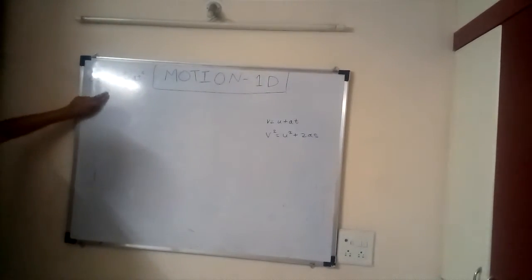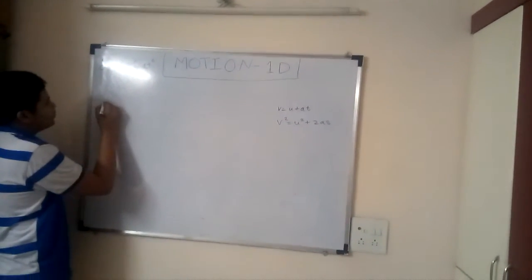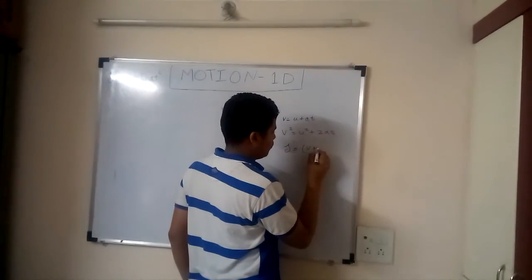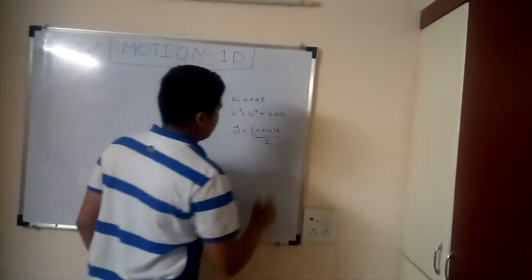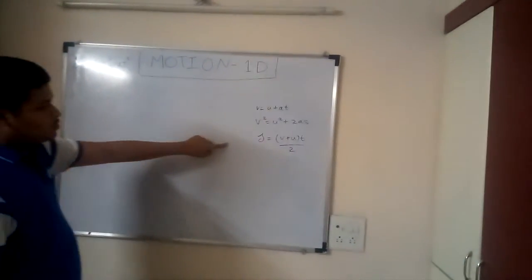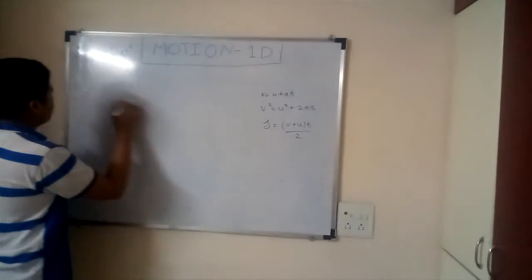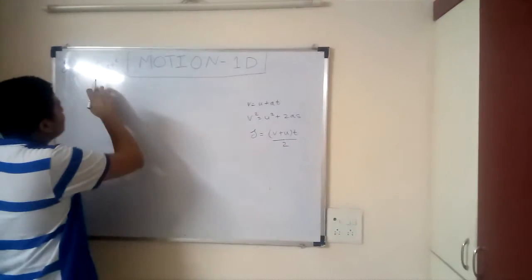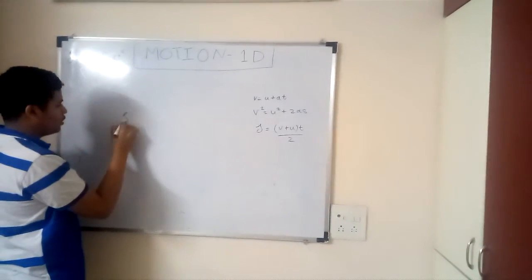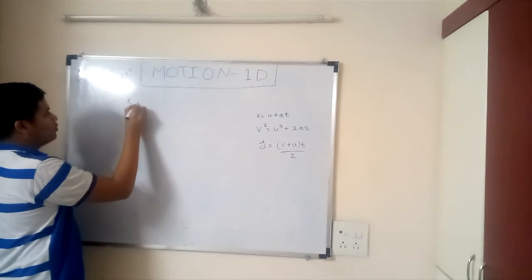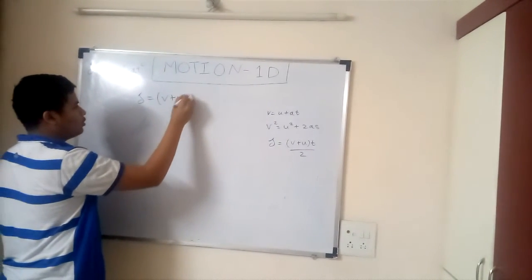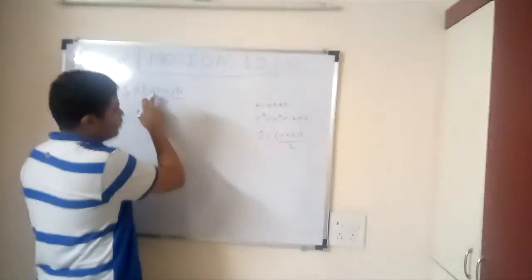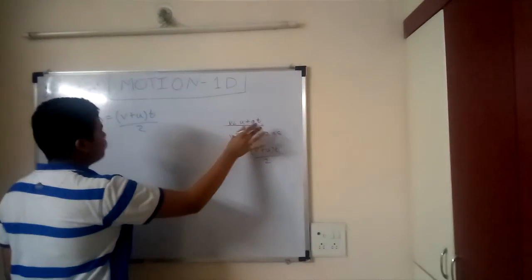Now we have to prove this one. Now we have to take this third one here. For this derivation we need all these three. That's why this is the important one, because it comprises all these three equations. And write here s is equal to v plus u into t upon 2. Okay, clear? Now v, I have the value of v, u plus at.